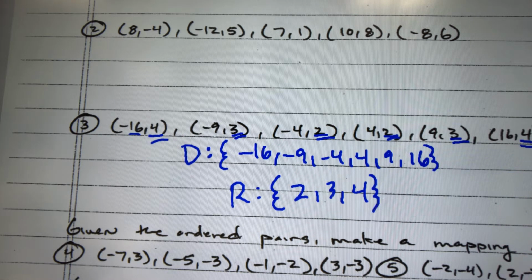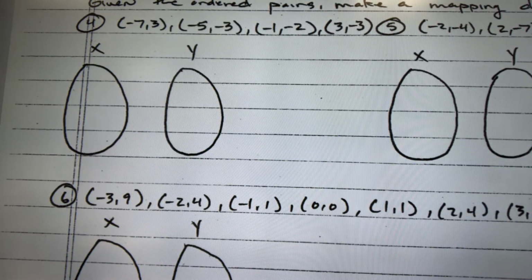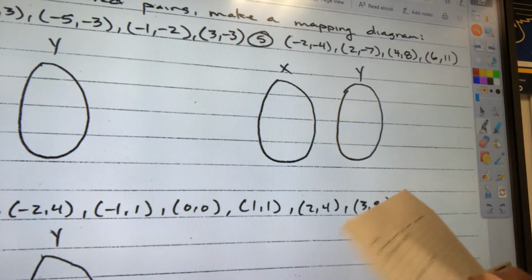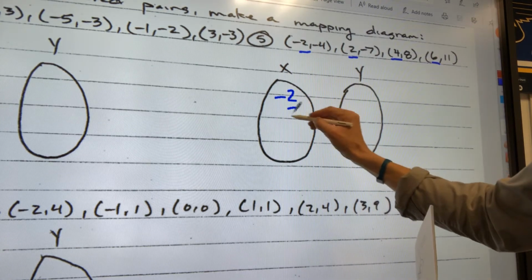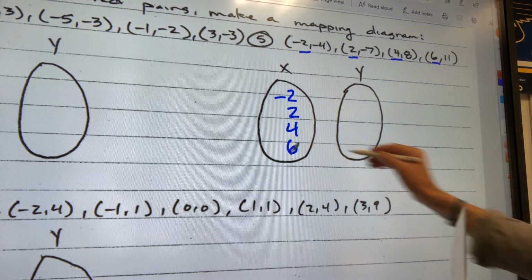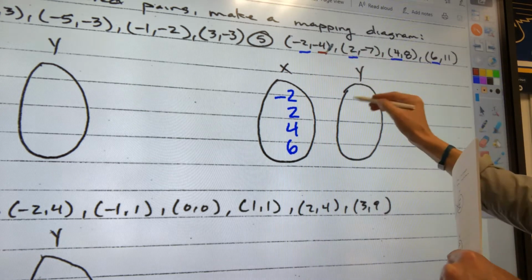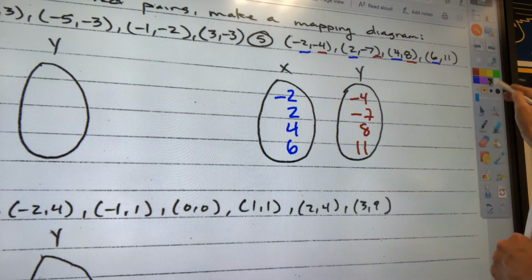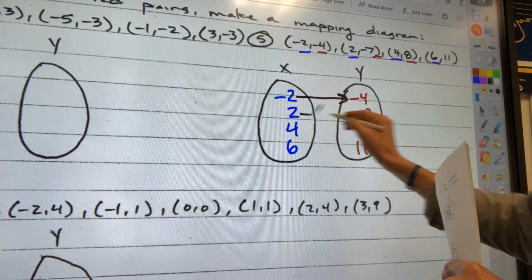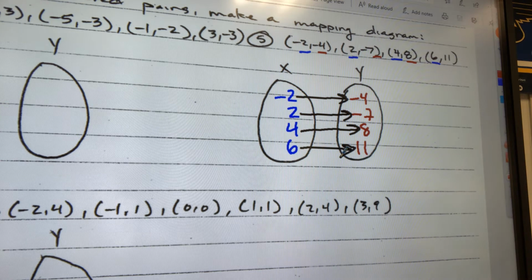Given the order of pairs, make a mapping diagram. Let's do that for number 5. You don't have to comment on whether or not it is a function. -2, 2, 4, and 6. Those are all different x values. You don't have to put them in order, though they are in order. Then -4, -7, 8, and 11. What do we got here? -2 goes with -4, 2 goes with -7, 4 with 8, and 6 with 11. 1-to-1 function there. Let's go to page B, the next one.